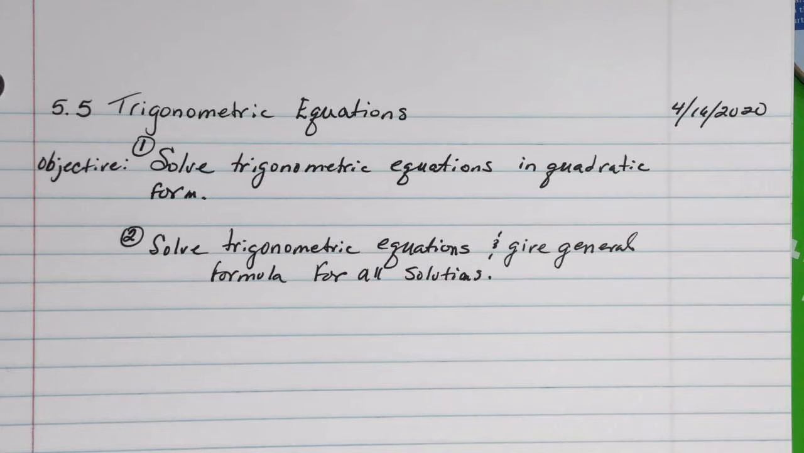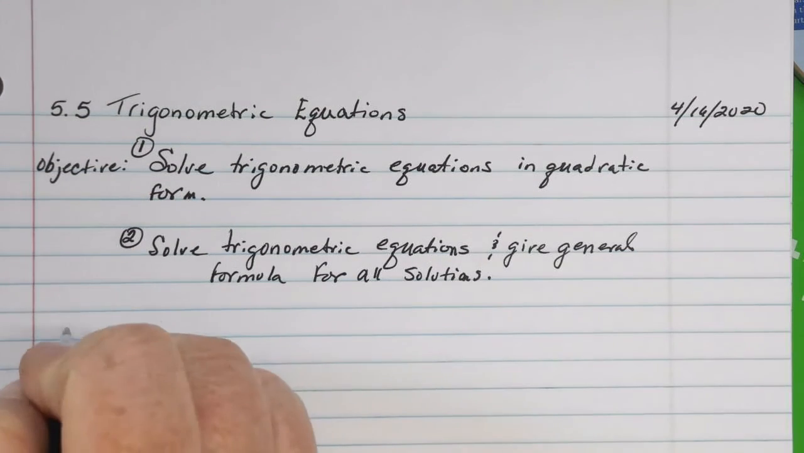Okay, this is a help video on 5.5 trigonometric equations, and I want to do two things. I'm going to start with solving trigonometric equations in quadratic form. I'll probably do that second, not first, and then solve trigonometric equations, giving the general form for all the solutions. So let's start with a particular problem or an example.